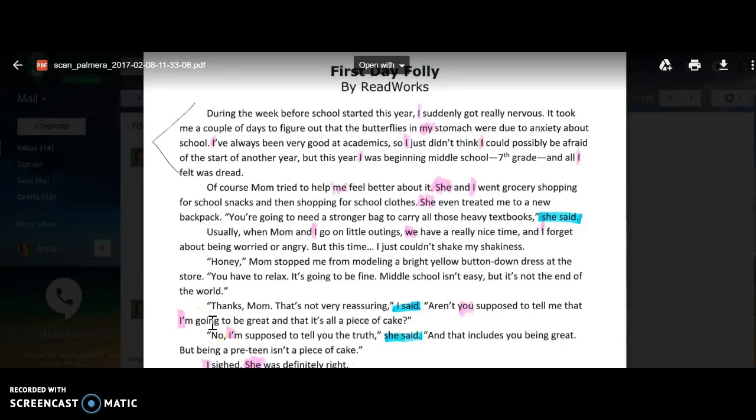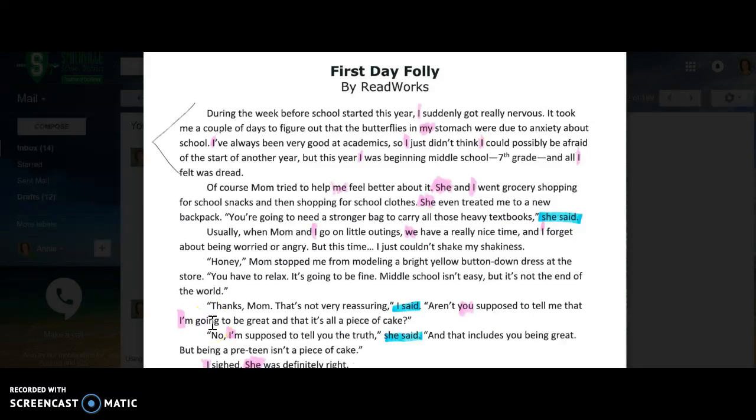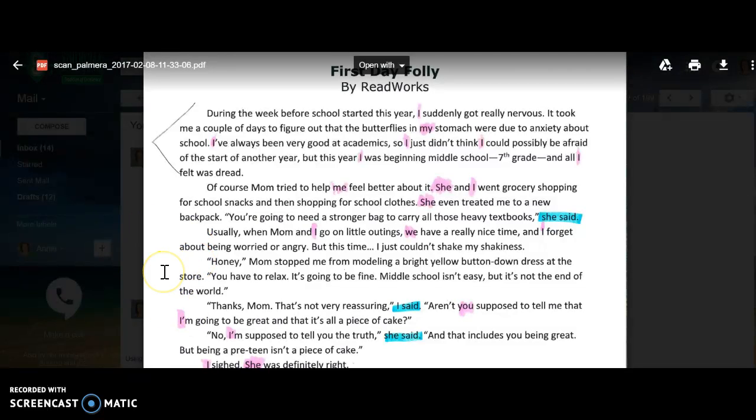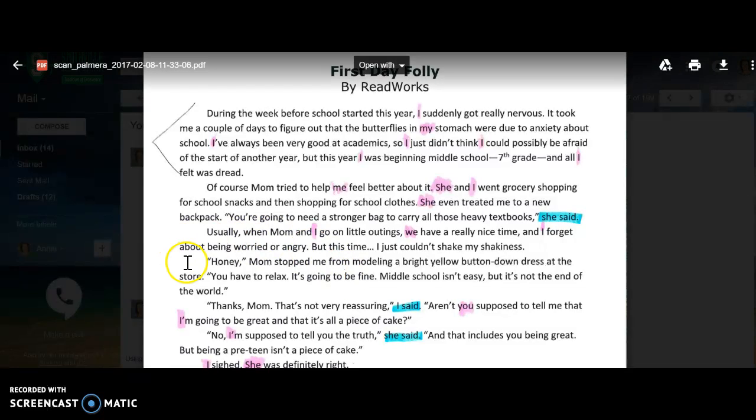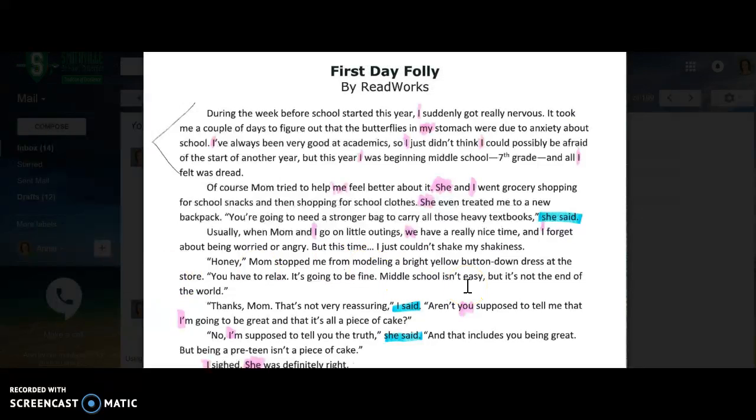Hi ladies, I wanted to share a strategy that you might consider using in your point of view units. One of your learning targets talks about the students being able to identify first and third person point of view using pronouns. One thing that I have discovered is I try to make it too black and white for kids when I teach. And sometimes kids get confused.